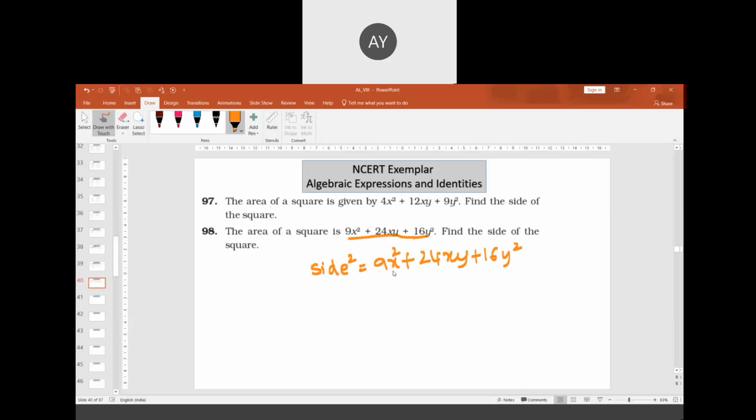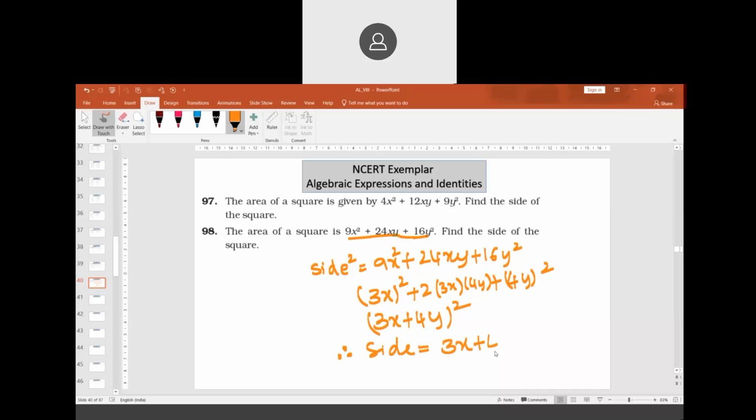This can be written as 3x whole square. Last term can be written as 4y whole square. Middle term is 2 times 3x multiplied by 4y. So it is in the format of a plus b whole square, that is a square plus 2ab plus b square. So the side is 3x plus 4y.